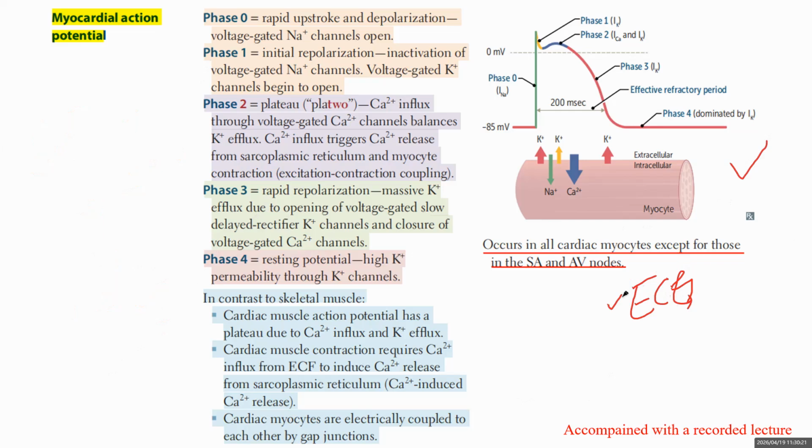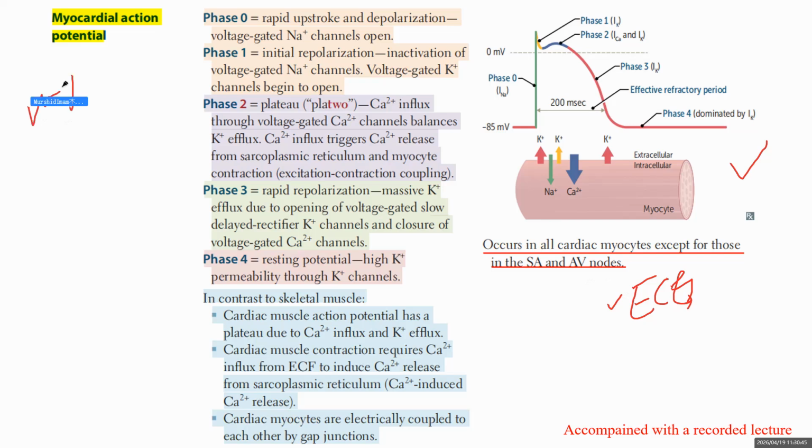One important distinction to make clear is that the action potential is the electrical event in a single cell, but the ECG is the recording of the summed electrical activity of the heart from the body surface. Many students mix up these two, so this point must be very clear.